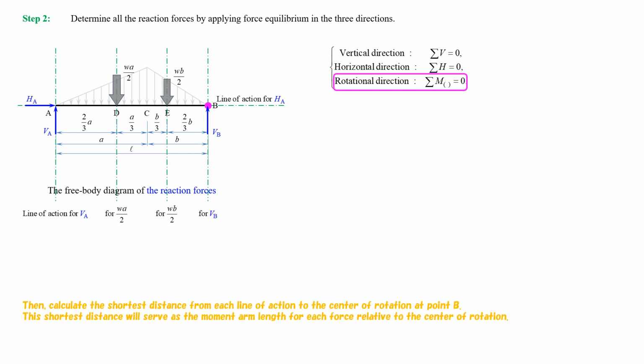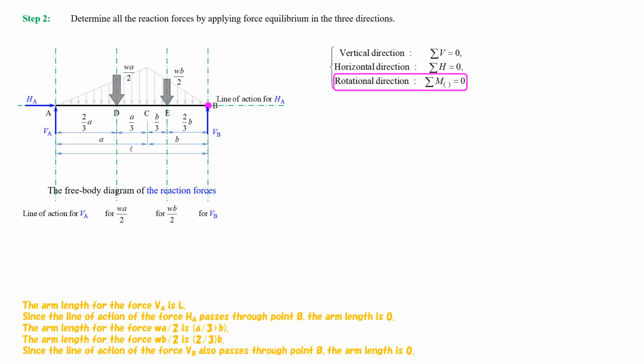Then, calculate the shortest distance from each line of action to the center of rotation at point B. This shortest distance will serve as the moment arm length for each force relative to the center of rotation. The arm length for the force VA is L. Since the line of action of the force HA passes through point B, the arm length is 0.